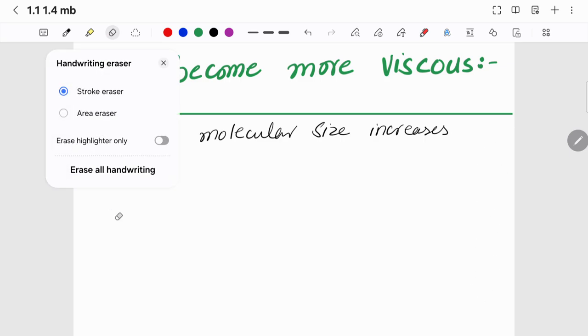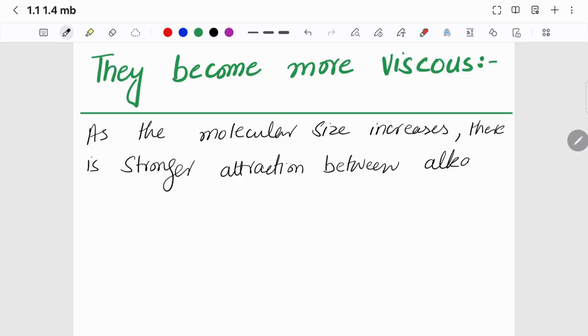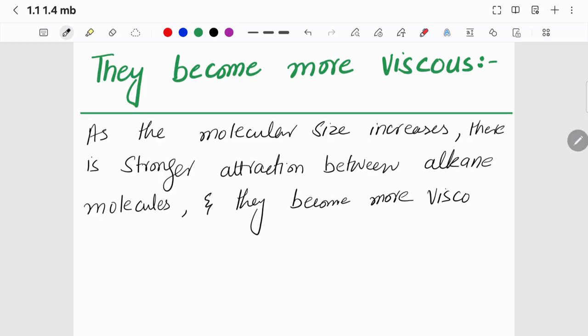That's why the molecular size increases. So as the molecular size increases, there is a stronger attraction between alkane molecules and they become more viscous. Mean they flow less easily.